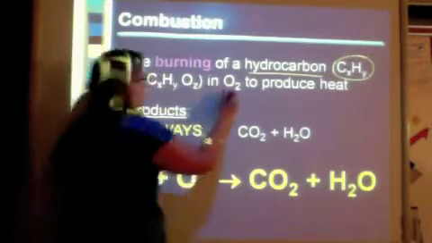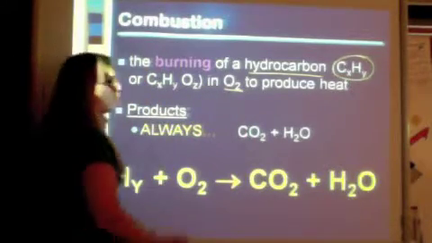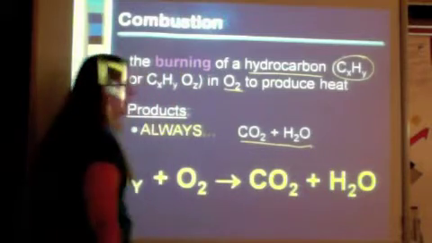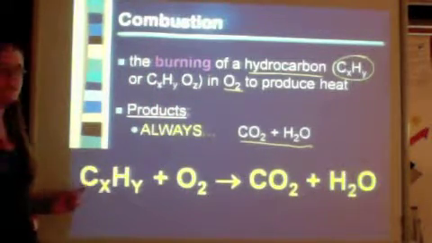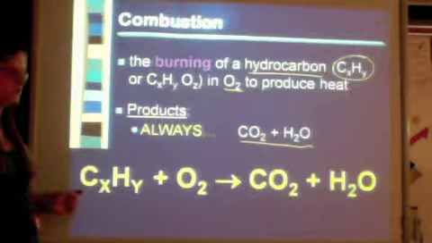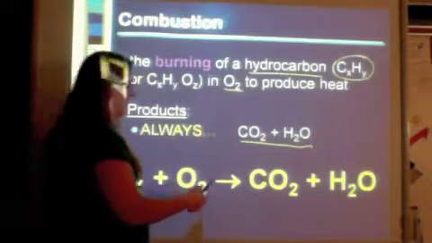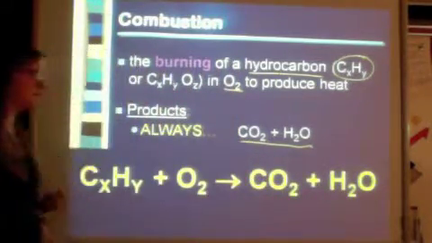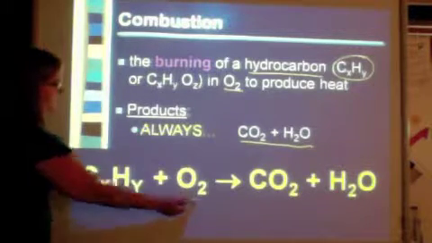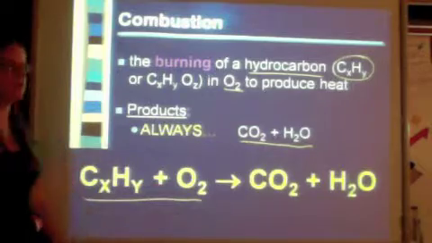And the hydrocarbon reacts with oxygen gas. When this happens, it always produces carbon dioxide and water. So this is the basic setup of a combustion reaction. You have a CH compound plus O2, and it will always produce carbon dioxide and H2O. So to identify a combustion reaction, you pretty much look at the beginning piece, CH plus O.